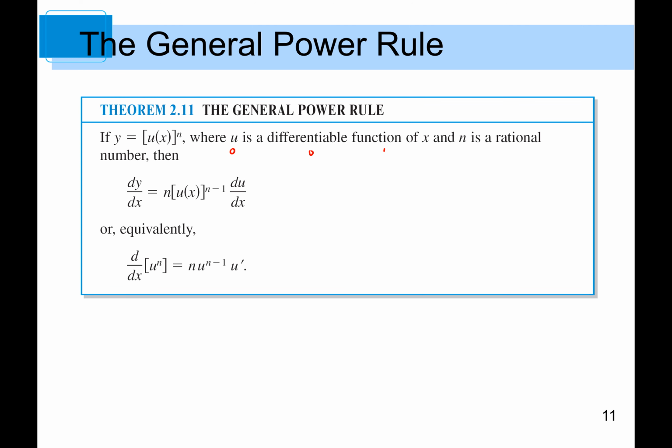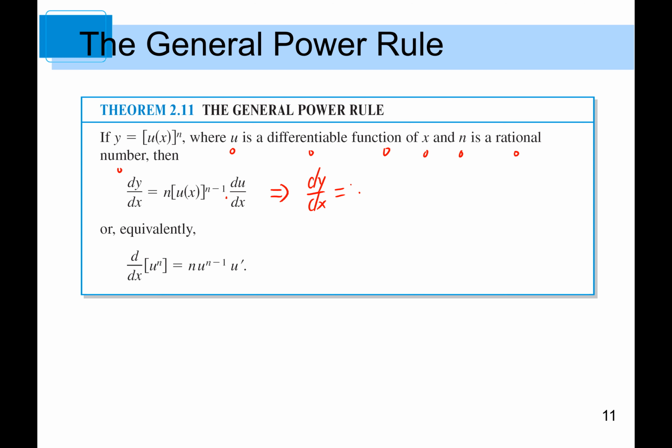So, the general power rule: if y equals the square bracket of u of x to the nth power, where u is a differentiable function of x and n is a rational number, then dy over dx equals, put the exponent in front, reduce the power n by 1 for the u of x, and times du over dx.